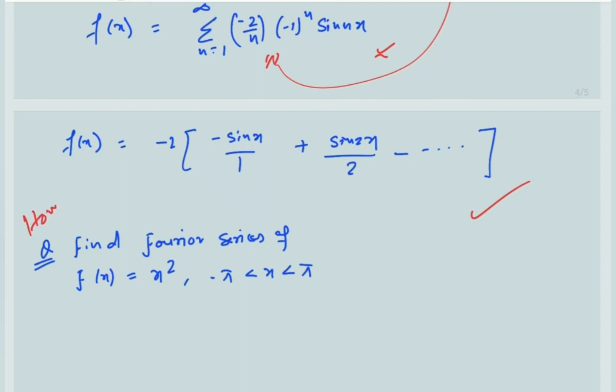This is for homework. You can try it yourself: find the Fourier series of f of x is equal to x square. Okay, you should try this at home.